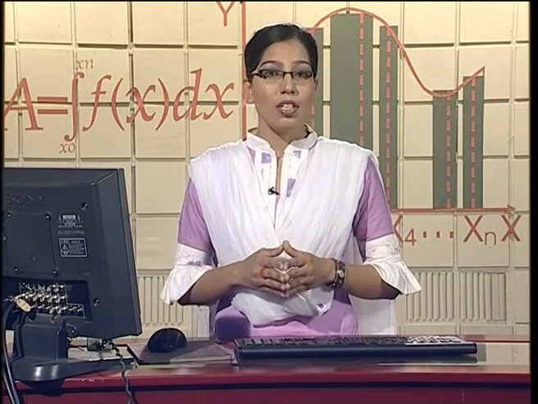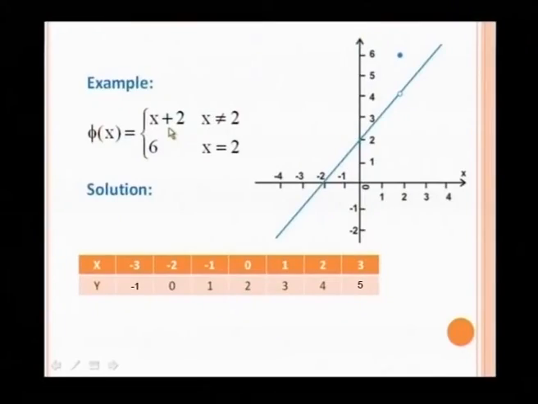For example, you can see on the screen, phi of x is equal to x plus 2 when x is not equal to 2, and phi of x is equal to 6 when x is equal to 2. For the solution, if we draw the graph of the second function, here this dot shows the graph for the function phi of x is equal to 6. To draw this graph of the other function, which is phi of x is equal to x plus 2, where x is not equal to 2.